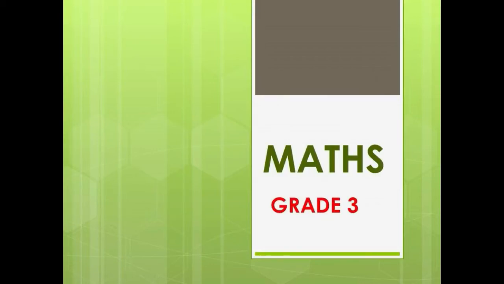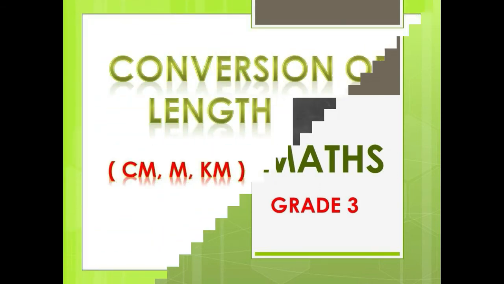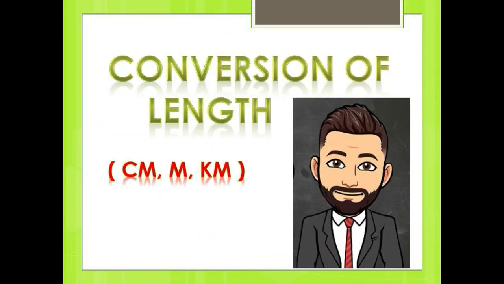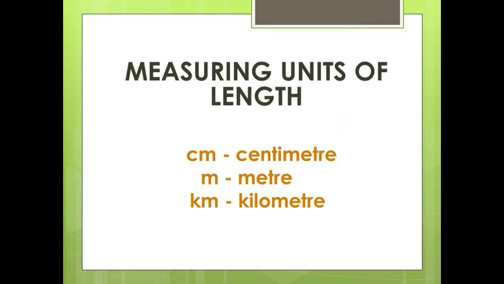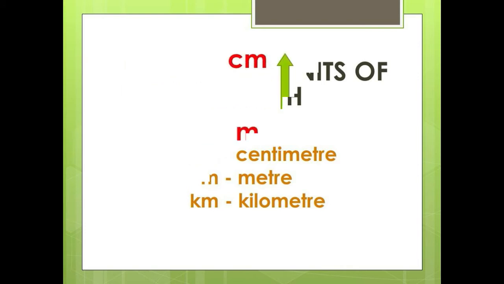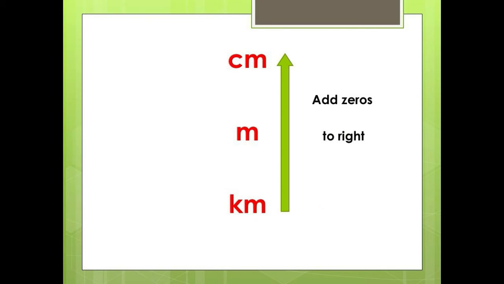Hi children. Now we are going to learn about conversion of length. We have already seen centimeter, meter and kilometer. Now, measuring units of length: centimeter is represented as cm, meter as m, and kilometer as km. Now see here, children: centimeter, meter, kilometer.